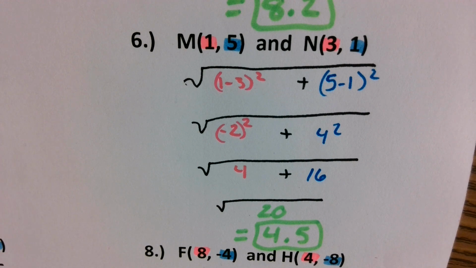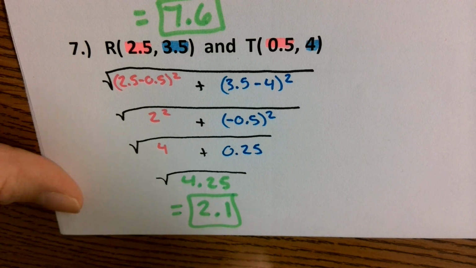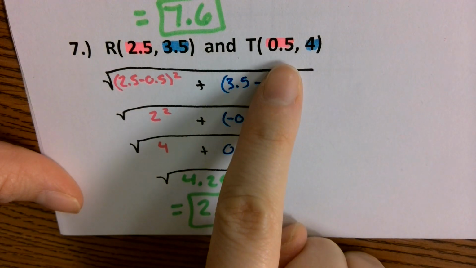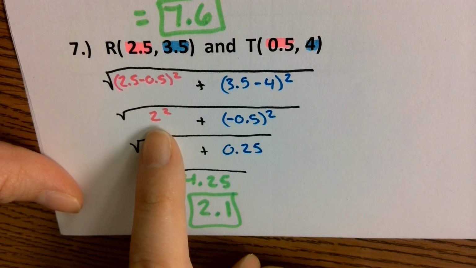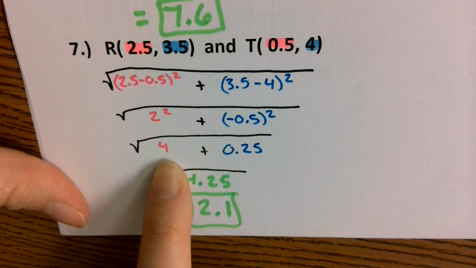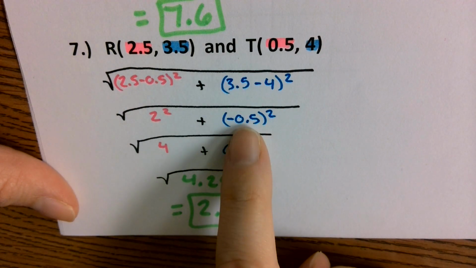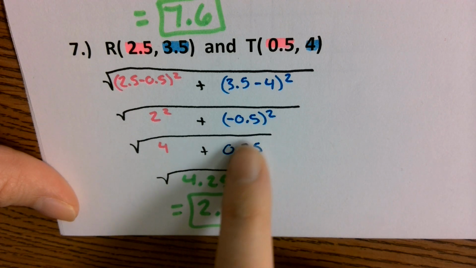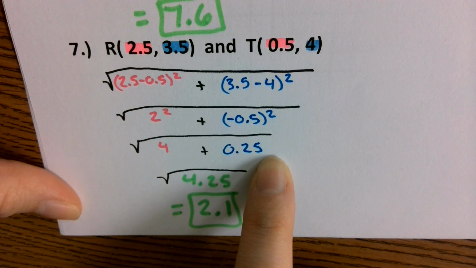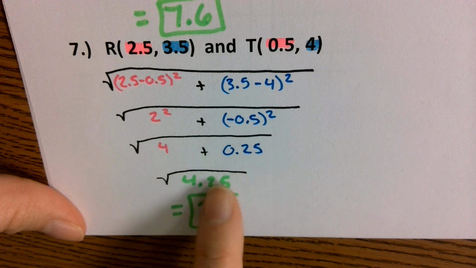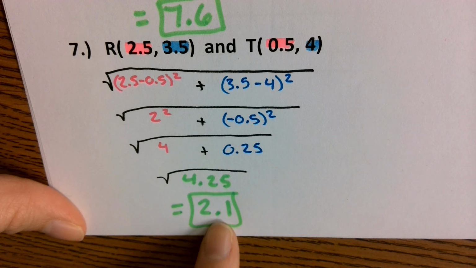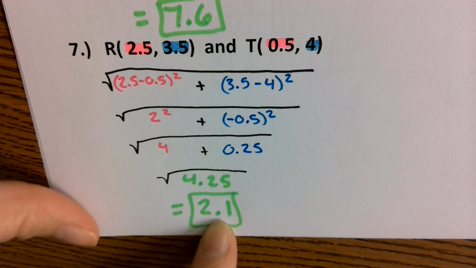Okay, for problem number 7, subtract your x's. 2.5 minus the 0.5 comes out to 2. Square that, you get 4. Subtract your y's. 3.5 minus 4 comes out to negative 0.5. You square it, you get 0.25. Then add those together, you're going to get 4.25. Take the square root, you get 2.1.